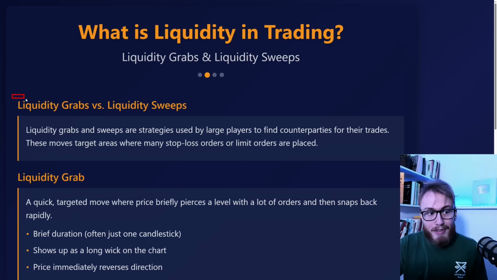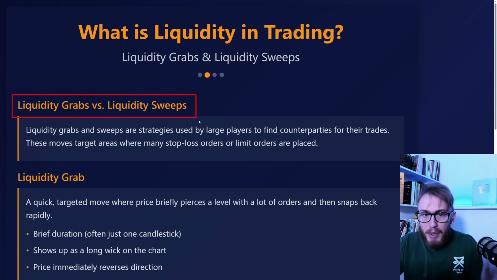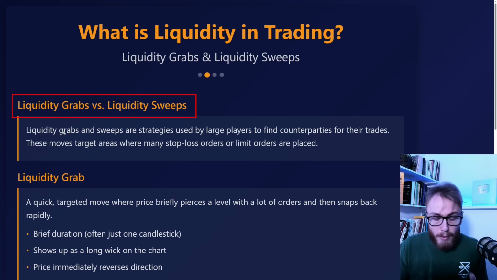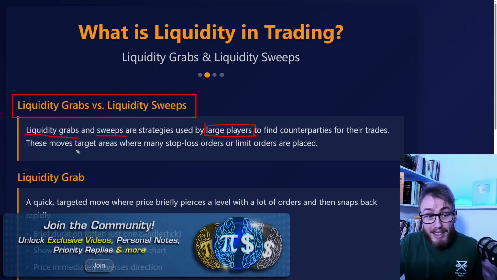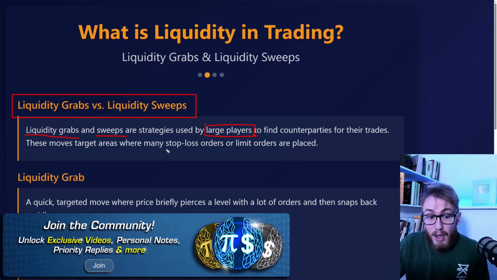But alright, so now it's finally time to talk about why I think many of you are even watching this video in the first place, and that is liquidity grabs and liquidity sweeps. What are they and how can we trade them step by step? Well, liquidity grabs and sweeps are strategies used by large players to find counterparties for their trades. Or in other words, these moves target areas where we have many stop loss orders. This is very important, and you will understand that very soon.